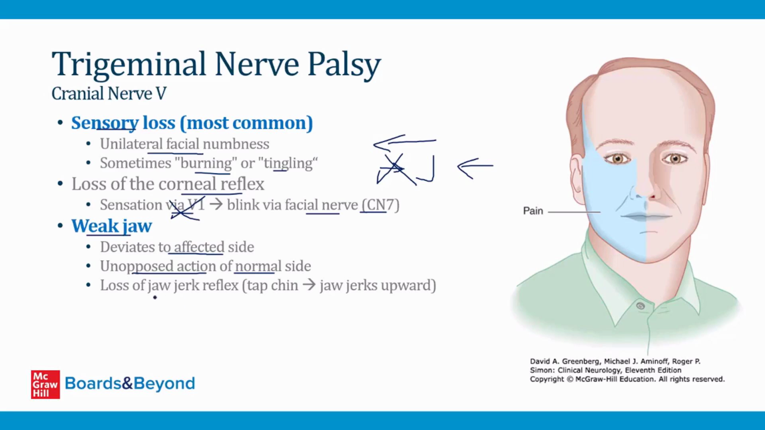You will also lose the jaw jerk reflex in a trigeminal nerve palsy. So the way the jaw jerk reflex works is you tap the chin and the patient will jerk their jaw upwards. That will be lost if there is a cranial nerve 5 palsy.